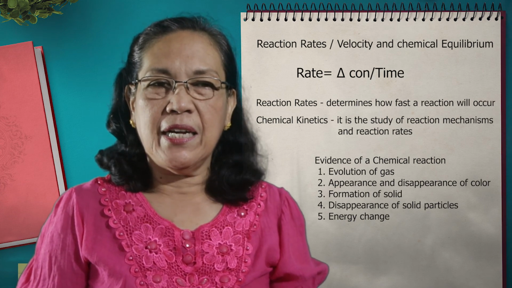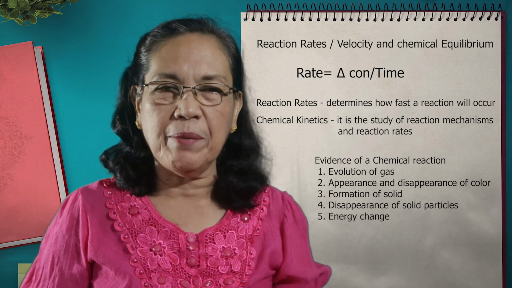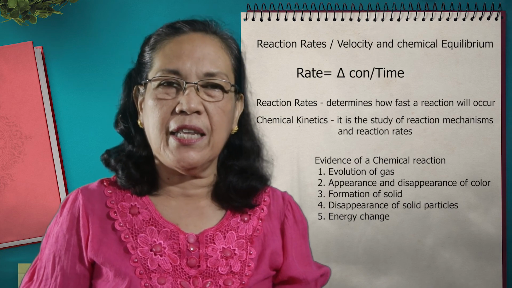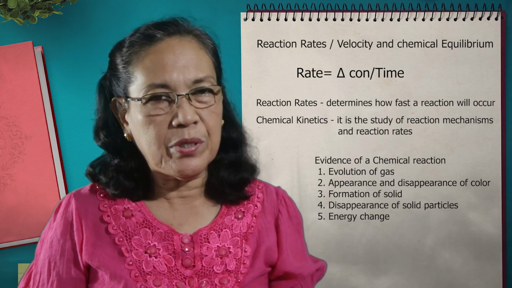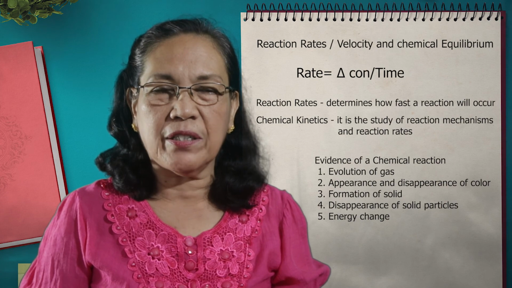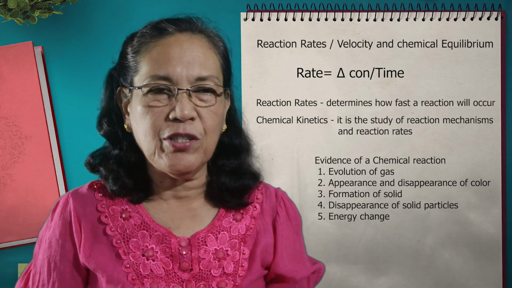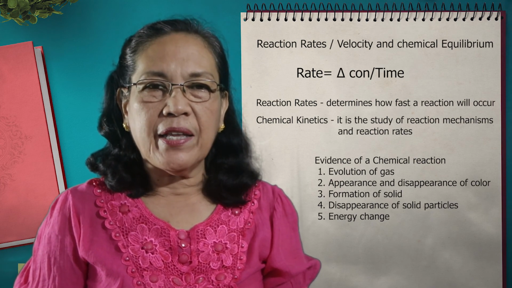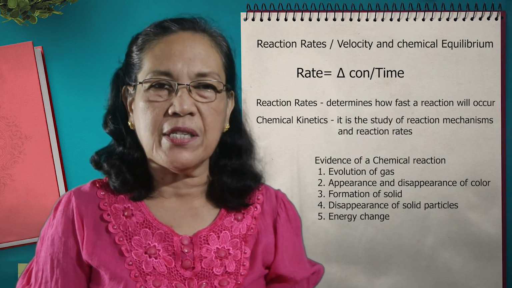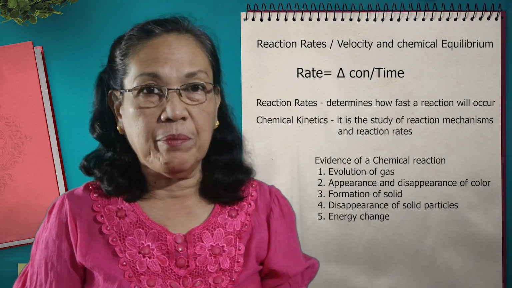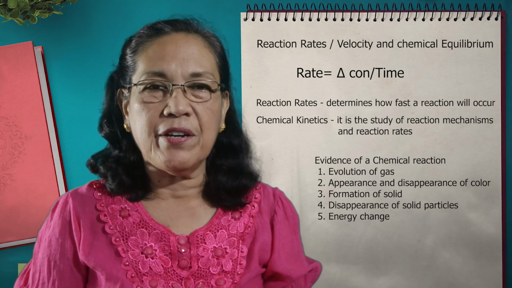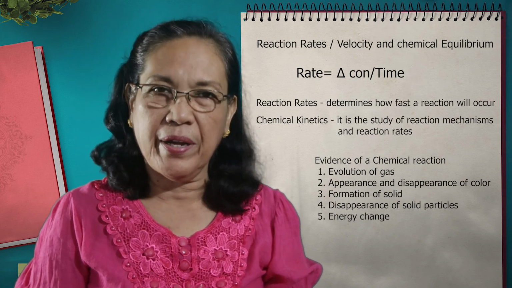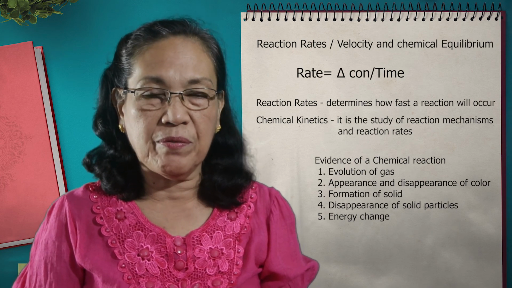Another one is the appearance and disappearance of color. Most of our chemical reactions in the laboratory produced different kinds of color. An example of the appearance of color is when you react ferric chloride with sodium hydroxide. Take note that you form ferric hydroxide as a rusty orange color. So there was an appearance of color.